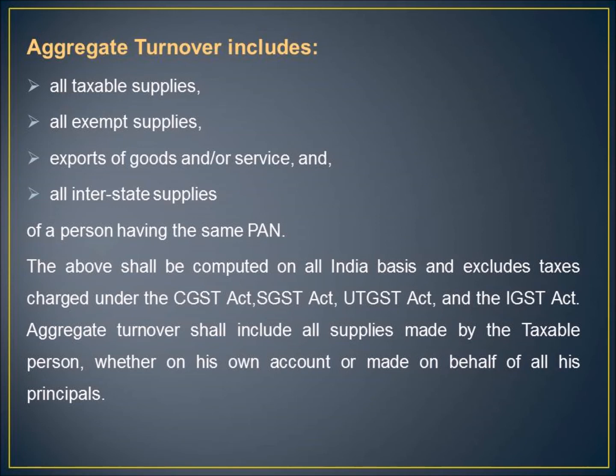Aggregate turnover includes all taxable supplies, all exempt supplies, exports of goods and or services, and all interstate supplies of a person having the same PAN. The above shall be computed on an all India basis and excludes taxes charged under the CGST Act, SGST Act, UTGST Act, and the IGST Act. Aggregate turnover shall include all supplies made by the taxable person, whether on his own account or made on behalf of all his principals.